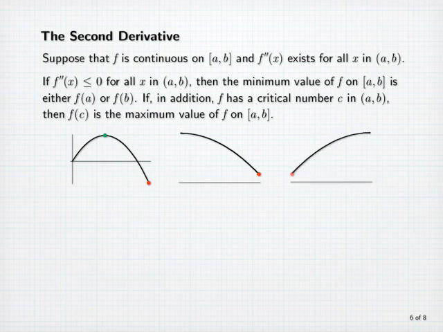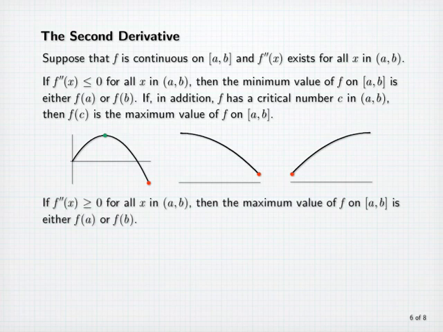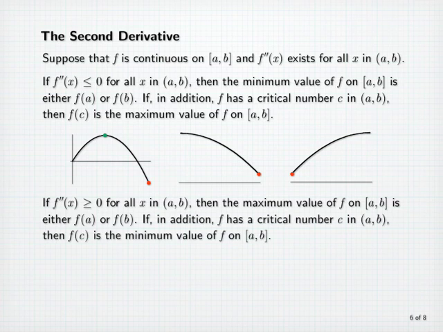Here's another picture. Graph is concave down over the entire interval, and the minimum value occurs at the left endpoint. On the other hand, if f″(x) is greater than or equal to 0 for all x between a and b, then the maximum value of f on the closed interval [a, b] is either f(a) or f(b). If, in addition, f has a critical number c in the open interval (a, b), then f(c) is the minimum value of f on [a, b].